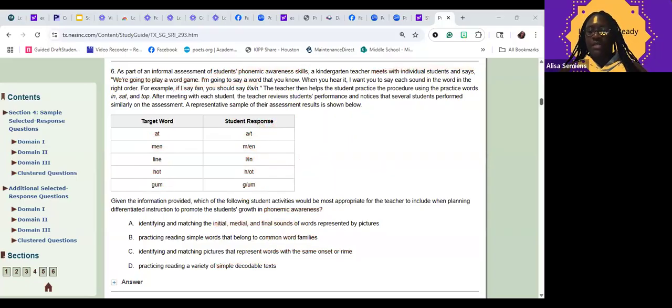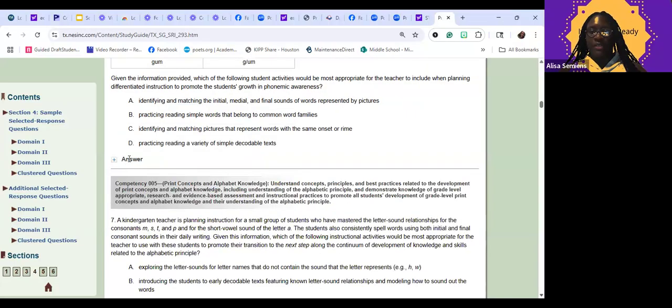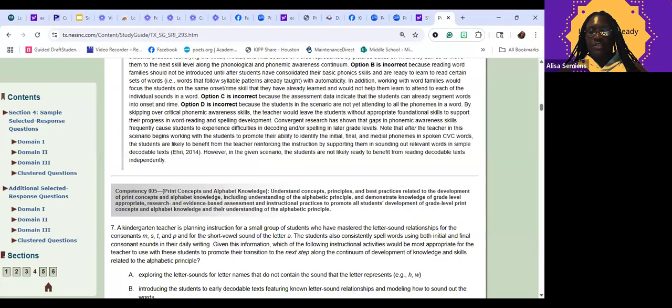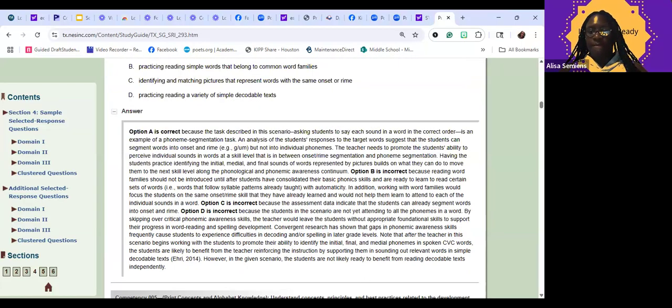And so it's going to be A, as an apple, identifying and matching the initial, medial, and final sounds of words by pictures. A is an apple. Any questions with this one? Okay, we're gonna go ahead and move on.